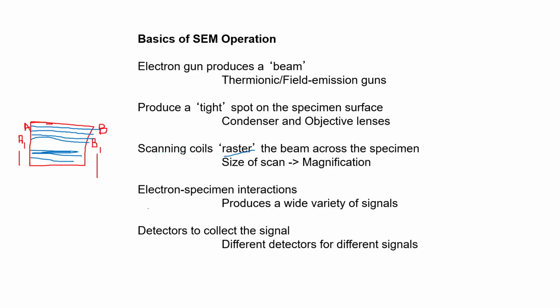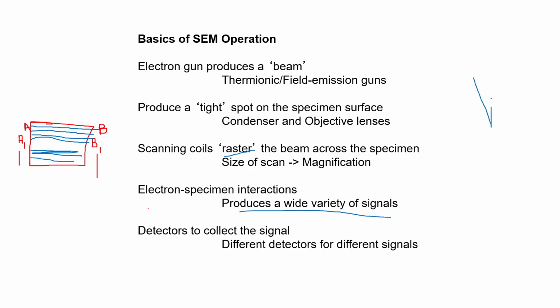So here the scanning coils do the raster scanning, and the size of scan will tell about the magnification of the image you are getting. And then we have the electron specimen interaction, which produces a very huge variety of signals, and depending upon the detector which you are using, you will get the information.